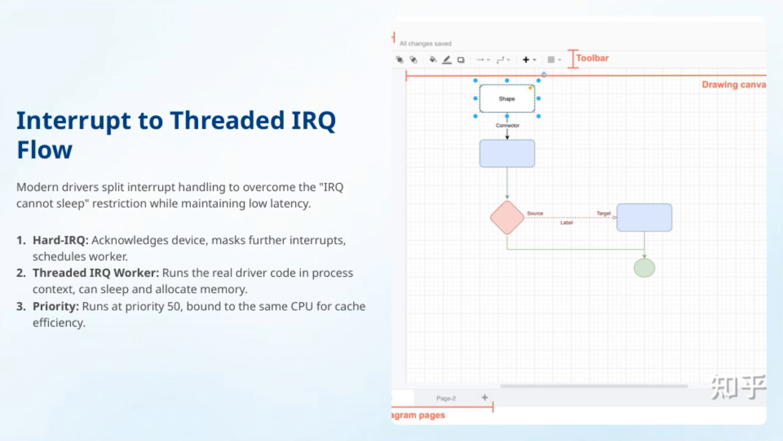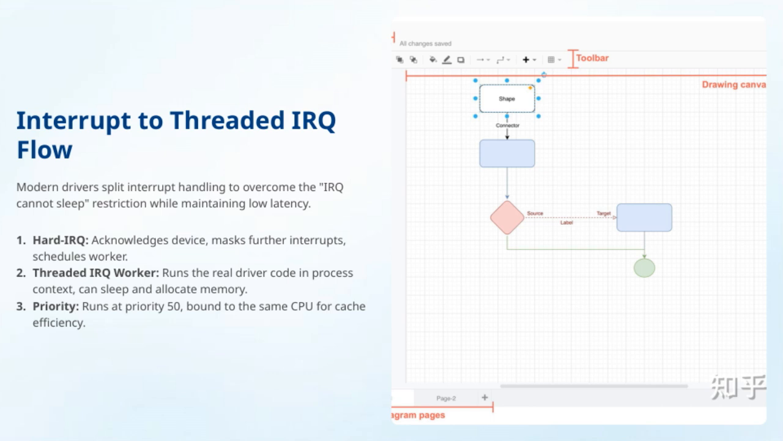Now, this is where the threaded IRQ worker comes in. It runs the actual driver code in process context, which means it can sleep and allocate memory, something the initial hard IRQ can't do. This separation allows for more flexible and safer handling of device requests without blocking critical system functions. Regarding priority, the threaded worker runs at priority 50 and is bound to the same CPU.